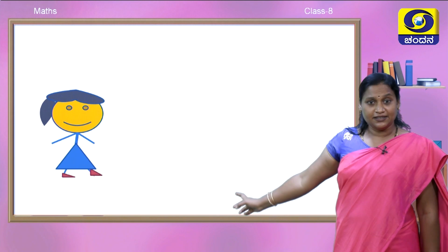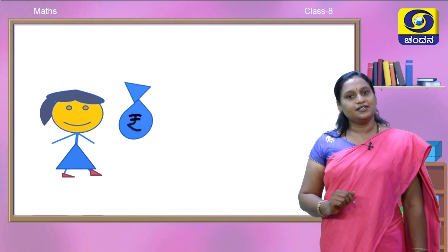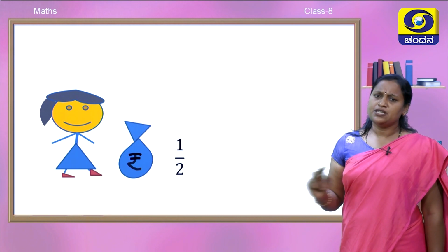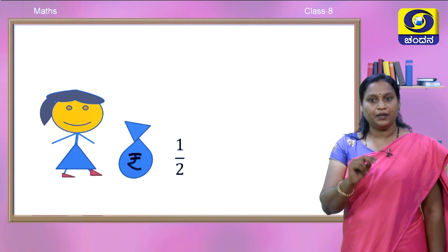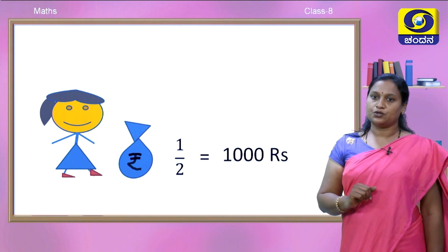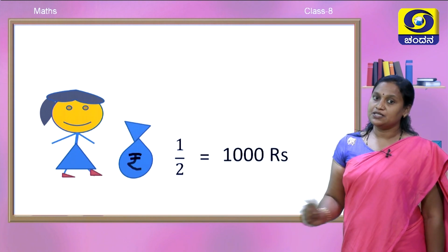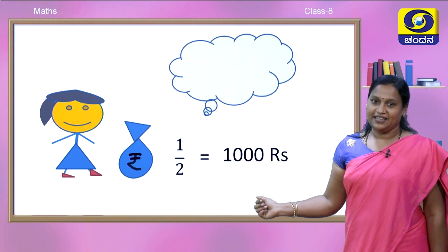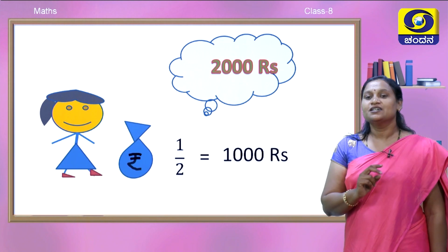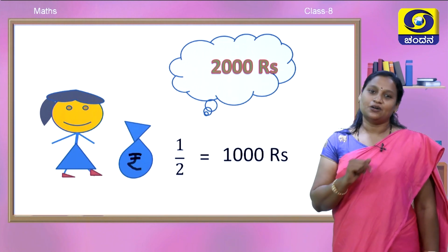Oh, there is a girl, Radha, and this girl has a bag with money in it, and she's going to divide the money into two people, and each one would be getting 1000 rupees. So what should be the amount in that bag? Yes, you're all thinking it right. It should be 2000 so that each gets 1000 rupees.